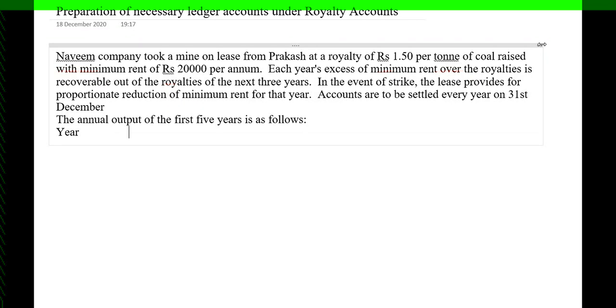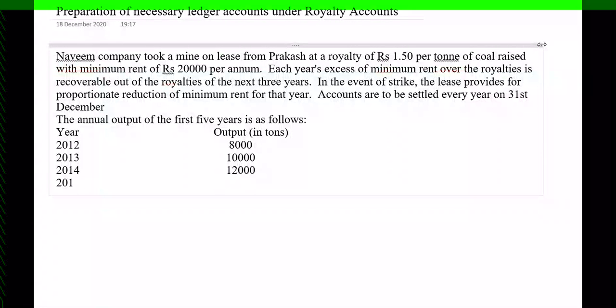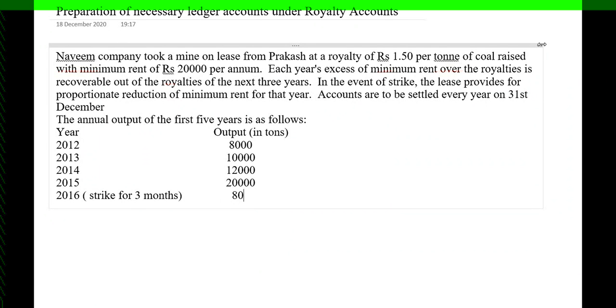Year and output in tons. So year 2012, 8,000; 2013, 10,000; 2014, 12,000; 2015, 20,000; 2016, strike for 3 months. Here the output is given as 8,000.